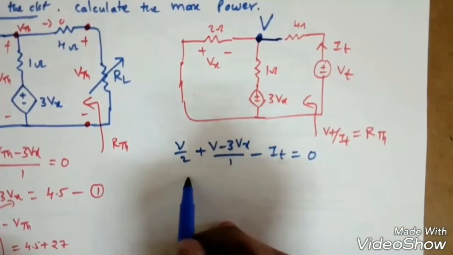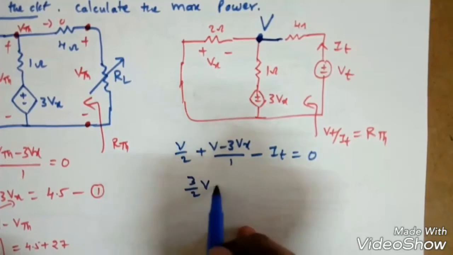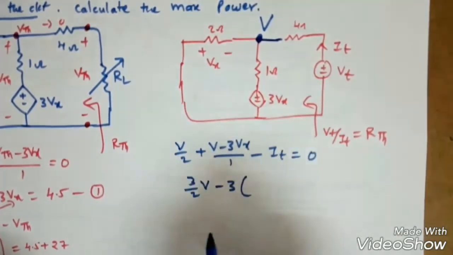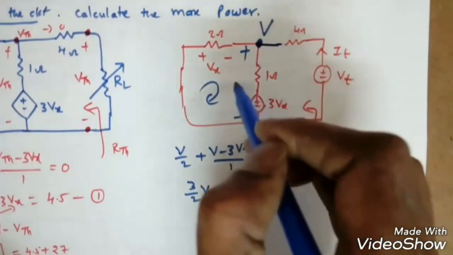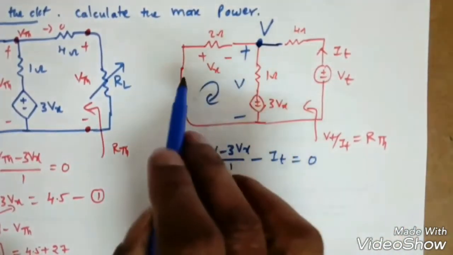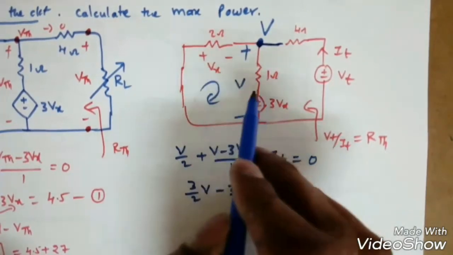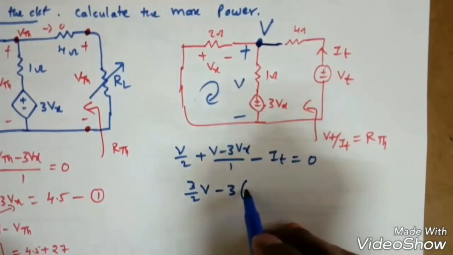So 1 by 2 plus 1, that is 3 by 2 V, minus 3 into, again, what is Vx? If you see this one, if you apply KVL, this total voltage is V. Now if you apply KVL, plus Vx plus V equal to 0, that means Vx is equal to minus V.